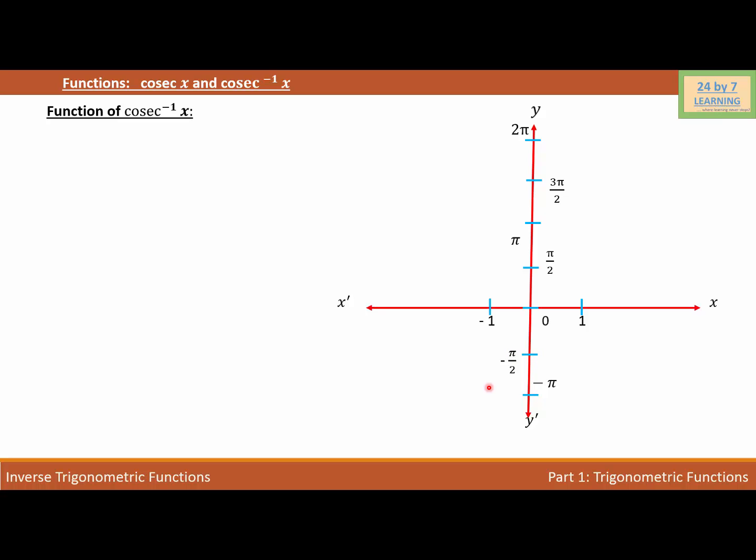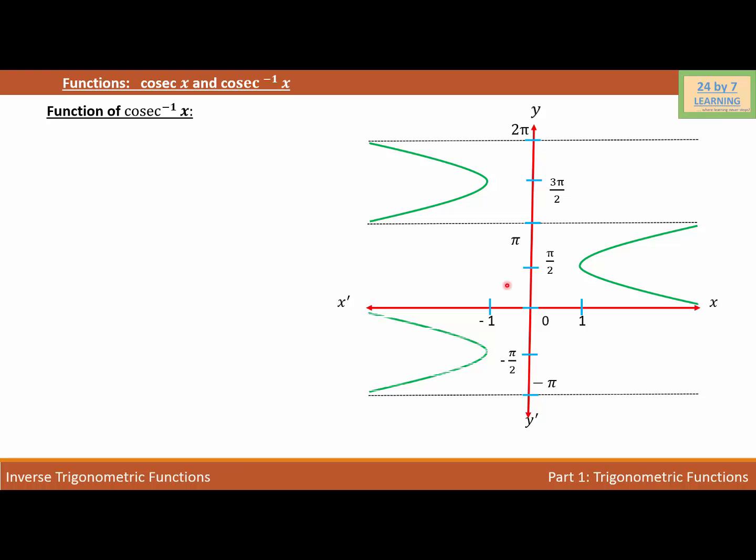Before I graph the actual cosecant inverse function, I would like to draw some horizontal lines that pass through the multiples of pi. So these are my horizontal lines, drawn as dotted lines. Now let's graph the cosecant inverse function. So this is the graph of my cosecant inverse function. As you can see, the cosecant inverse function does not exist between negative 1 and 1.